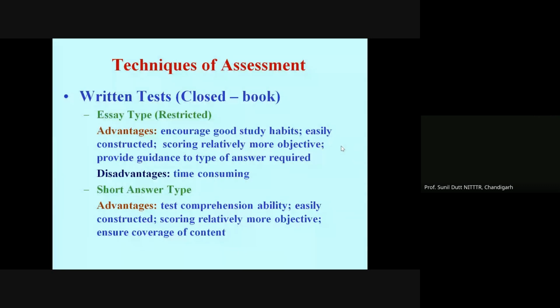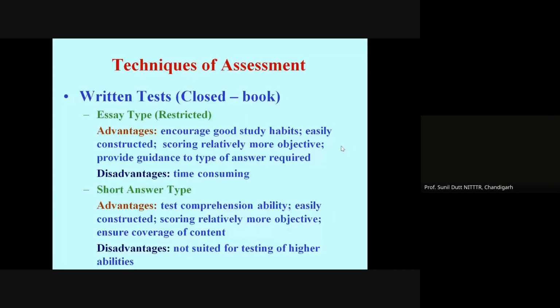So these are short time questions, and you can give more coverage to the content, and scoring is highly objective. Such types of questions are easily constructed. Now, the disadvantage is that you cannot measure higher mental abilities through such questions, that is, the ability to apply, analyze, evaluate, and so on. So only lower cognitive abilities can be measured with the help of such tests.